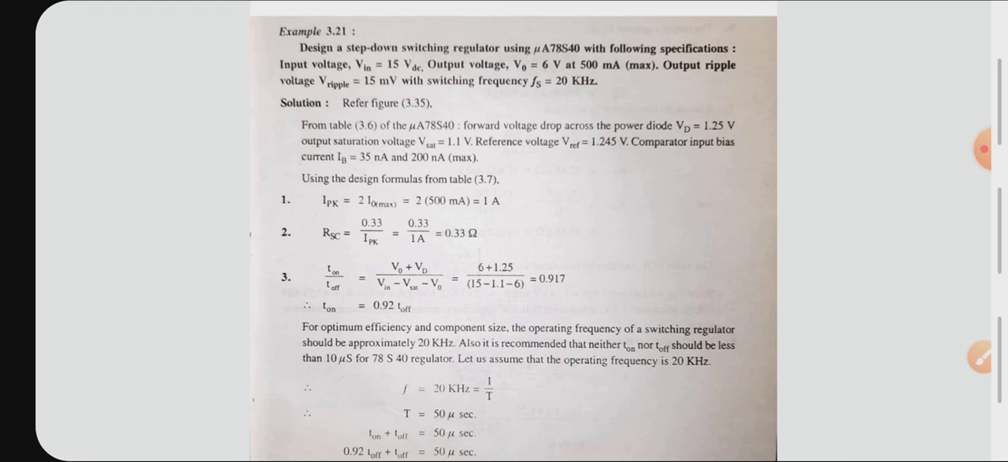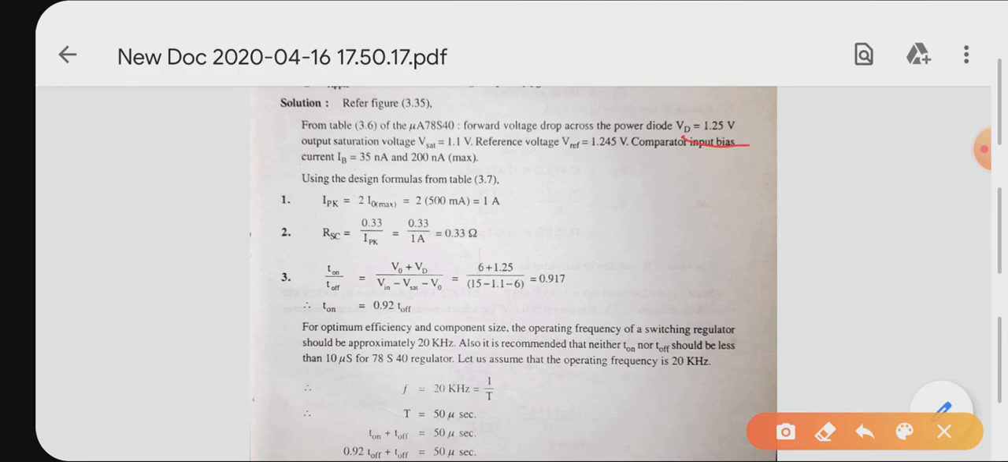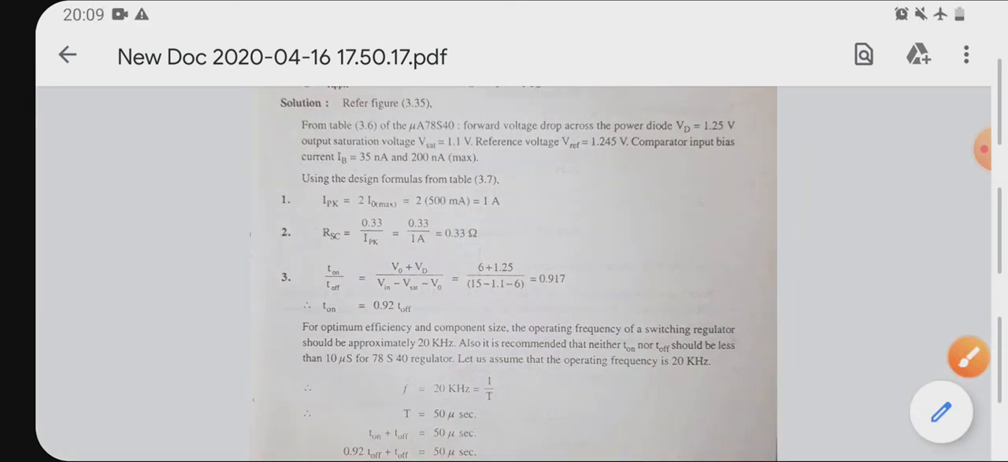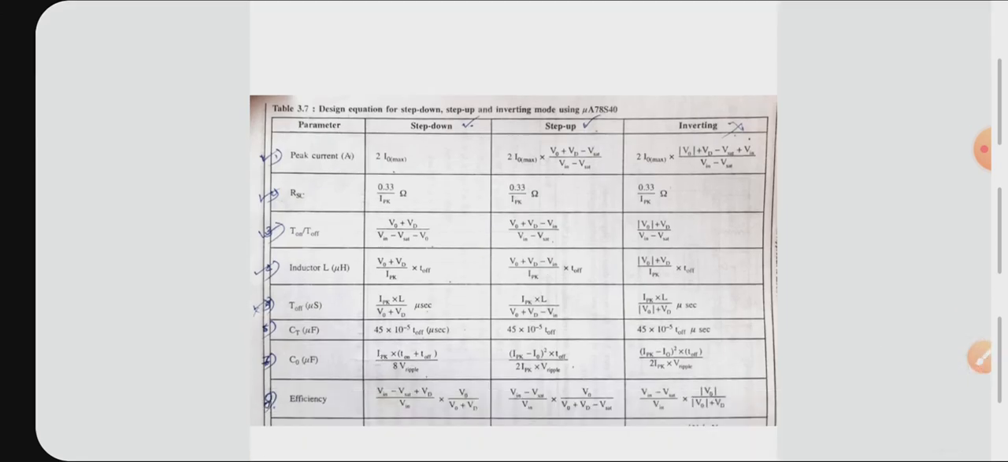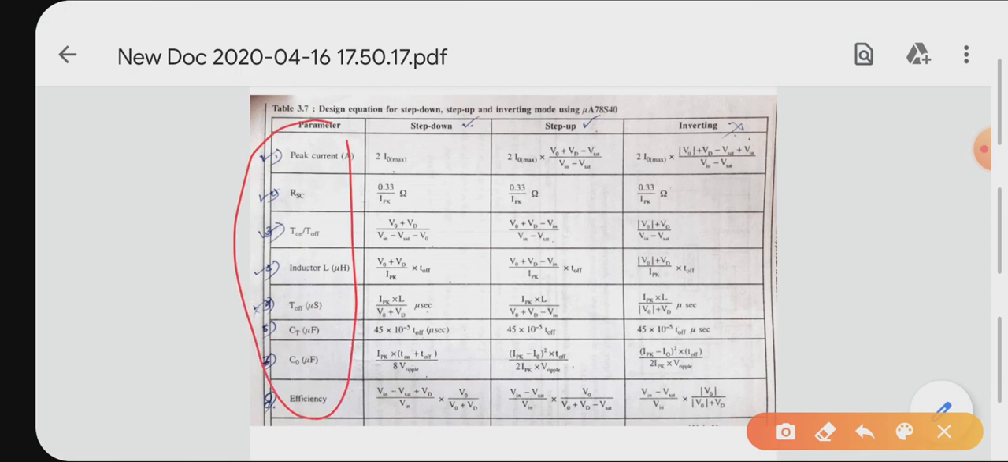Which important parameters you have to remember. Just I told you that here Vd equal to, from that table, 1.25 volt, then Vsat equal to 1.1 volt, then V reference equal to 1.245 volt. Okay, so just write down the formulas and calculate the values from the above table which I have shown here. Serially calculate all these parameters starting from peak current to efficiency.